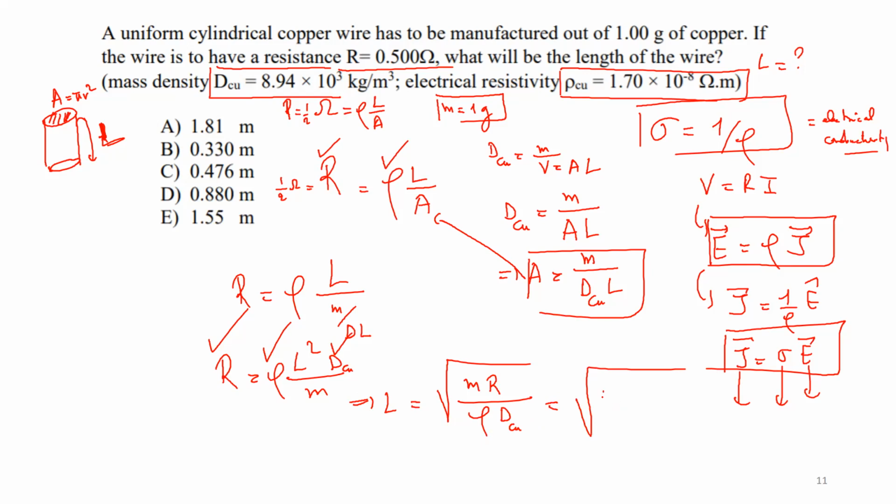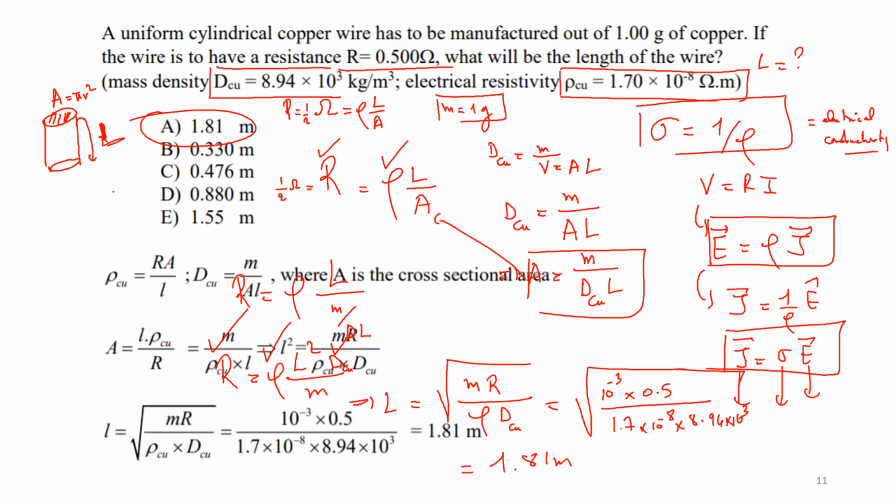Let me put the numbers. Mass is 1 gram, so 10 to the power minus 3 kilogram. I put everything in SI units. Resistance is half ohm. Electric resistivity is 1.7 times 10 to the power minus 8. What's the mass density? 8.94 times 10 to the power 3. And when you do this, you will find a length of 1.81 meters, which is, of course, the first answer. Okay, great. Let's go to the next problem. And I gave you the solution, have a look at it.